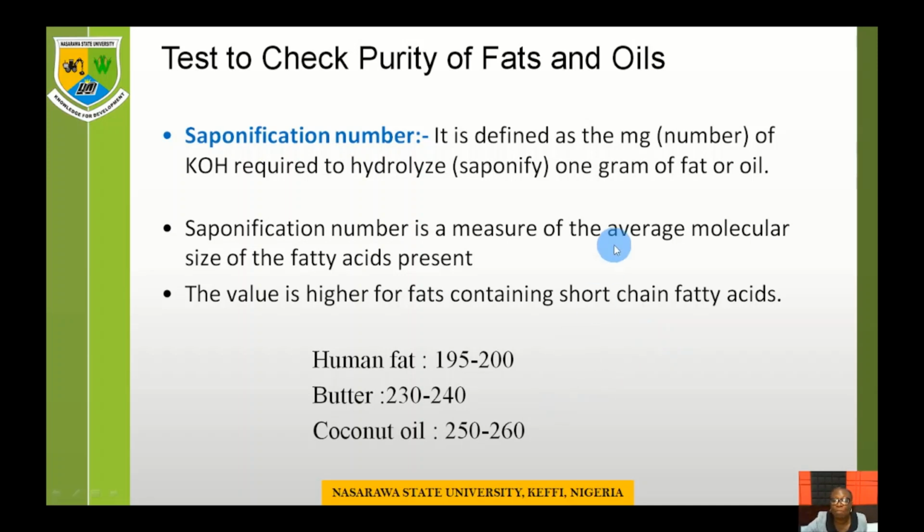So it is a measure of the average molecular size of the fatty acid that is present.